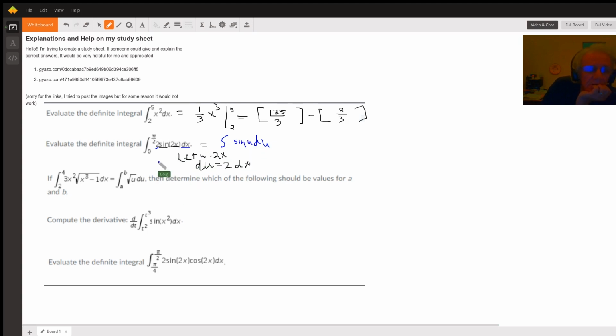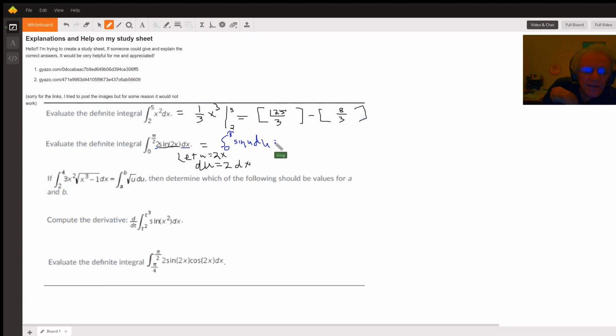And I'm going to replace the limits of integration. When x is 0, 2 times 0 is 0, so u is still 0. When x is pi over 2, picture putting pi over 2 in for this x. 2 times pi over 2 is pi. So I can go like this.